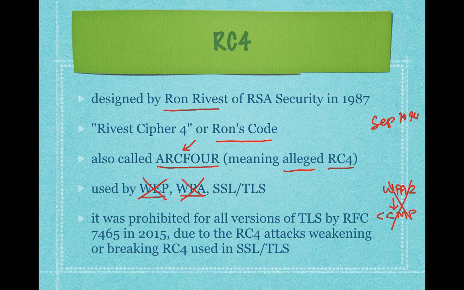RC4 is also extensively used in SSL TLS for a very long time because it is very fast. I told you, stream cipher is usually fast compared to block cipher. In particular, RC4 is very fast both in hardware as well as in software, and hence it was very popular with SSL TLS. But later they found security holes with RC4, and finally in 2015 they came up with a new RFC, 7465, in which they completely prohibited it for all versions of TLS. So if you are using SSL TLS, you should never ever use RC4 going forward, because of the various weaknesses with RC4.